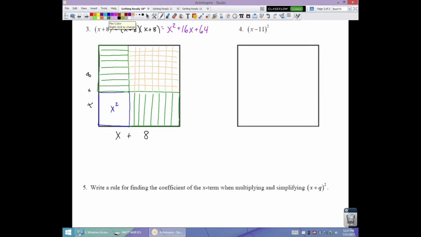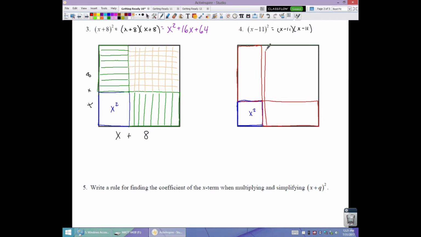Now, x minus 11 squared, which, once again, would mean both dimensions, the length and width, are both x minus 11. Now remember, that has to change to do minus 11. We're going to need those long skinny tiles to be the red ones. Now, I'm going to make my little x squared tile smaller this time because I know I have to fit 11 of the long skinny ones. And they, again, should be red. So all of this red and all of this red. And we need 11 each way.